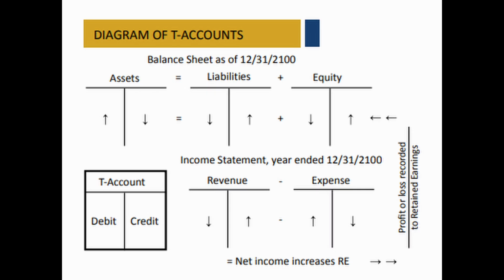On the balance sheet, assets increase with debits and decrease with credits. Liabilities and equity increase with credits and decrease with debits. And on the income statement, revenue increases with credits, expenses increase with debits. At the end of the year, the net income flows into retained earnings on the balance sheet.